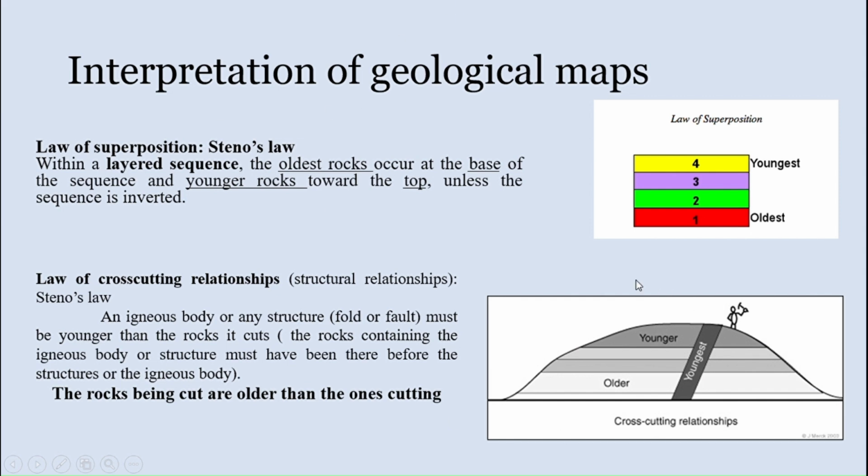As you know, the oldest will be the bottommost and the younger will be the topmost, and there is an intrusion which actually cuts through all this, right? So the intruded rock will be the youngest of this sequence. Okay, so this relationship is called the law of cross-cutting relationship.